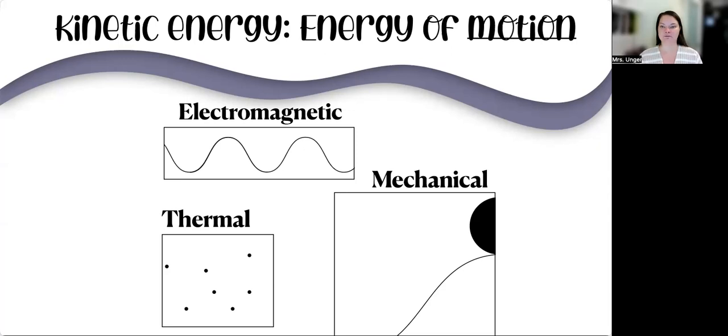Mechanical energy would be kinetic energy of large masses that are all moving. And thermal energy, we'll see this one a lot too in this unit. Thermal energy refers to just random particle movement. So we measure thermal energy as temperature. And so when you think about thermal energy, think heat.